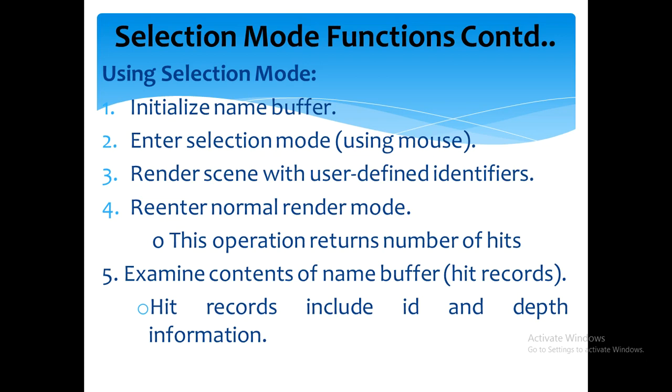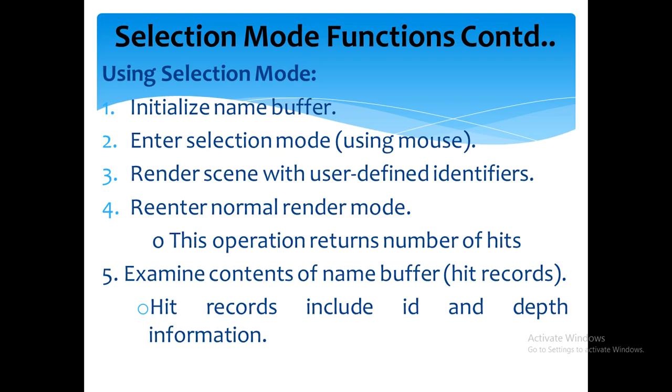If you are using selection mode for picking, then what all do we have to do? First, initialize a name buffer, because whatever picking objects you are selecting will all go into the name buffer. Enter selection mode using the mouse. Selection mode means you have to select an area, then render the scene with user defined identifiers, then re-enter the normal render mode.